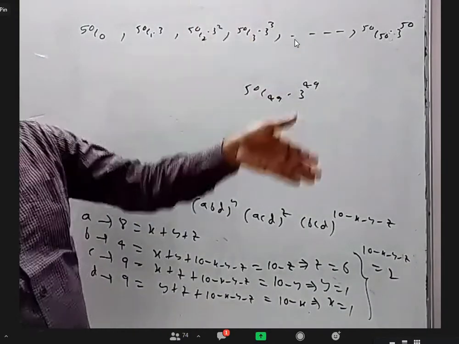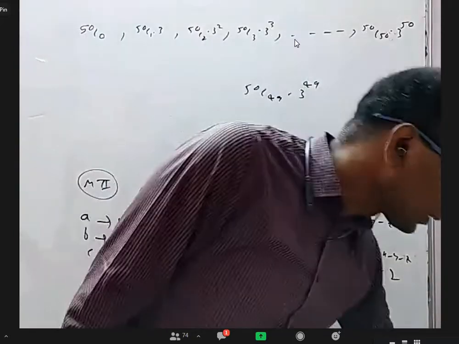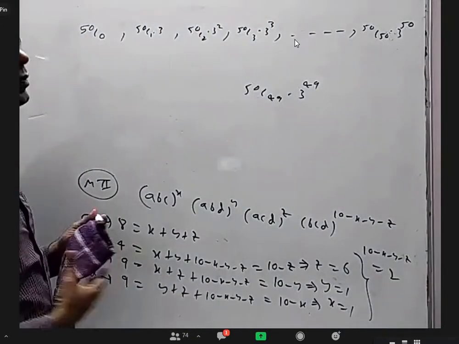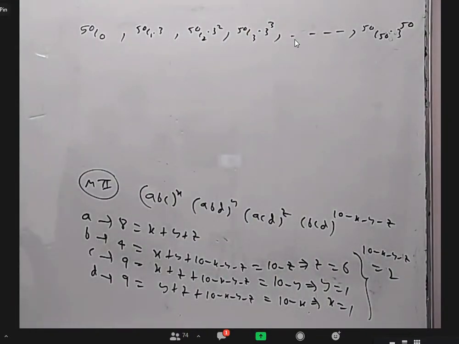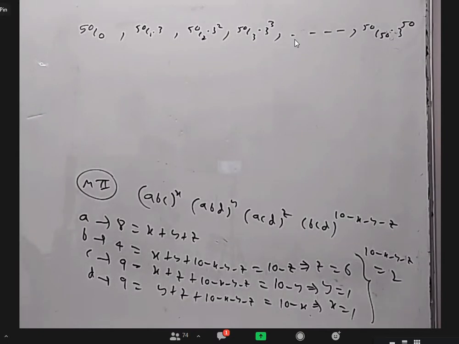So it is increasing and decreasing mostly, but the highest point may not be the end point, or may not be somewhere in the middle. So which term among all these 51 terms is greatest? Just think about it.